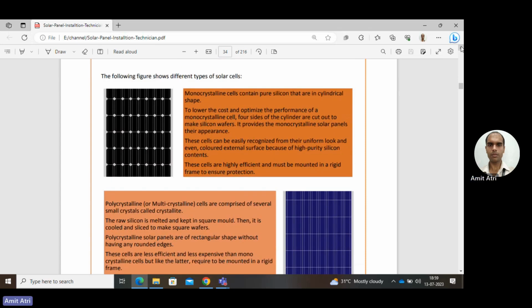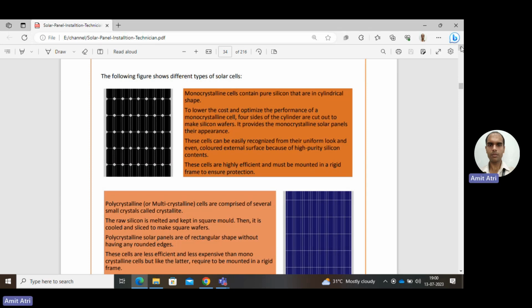Here, the three common types of solar cells. First one is the monocrystalline cell. So what is the difference between monocrystalline and polycrystalline? Monocrystalline cells contain pure silicon, so it is cylindrical in shape. Now, to minimize the cost and optimize the performance, four sides of the cylinder are cut out to make silicon wafers.